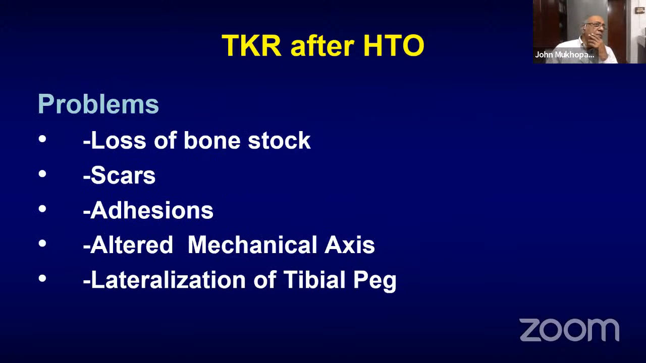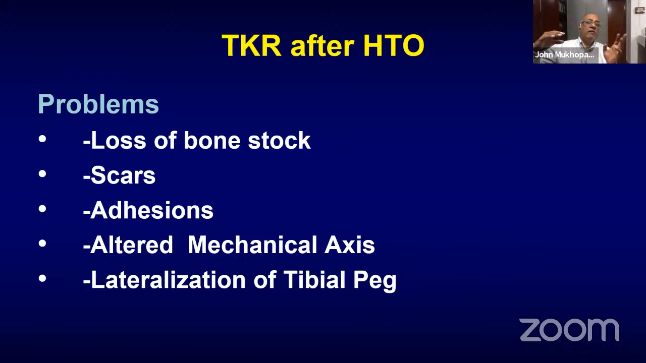Now, what are the problems that one faced with the traditional HTO, which was the lateral closing wedge osteotomy? Now you have to look at various things. One is that you took out a chunk of bone. You tended to have a lateral incision, so the scars could be a problem for your later TKR. Because of the osteotomy and the release of the superior tibiofibular joint, which you did in the Coventry, there were scars and adhesions there.